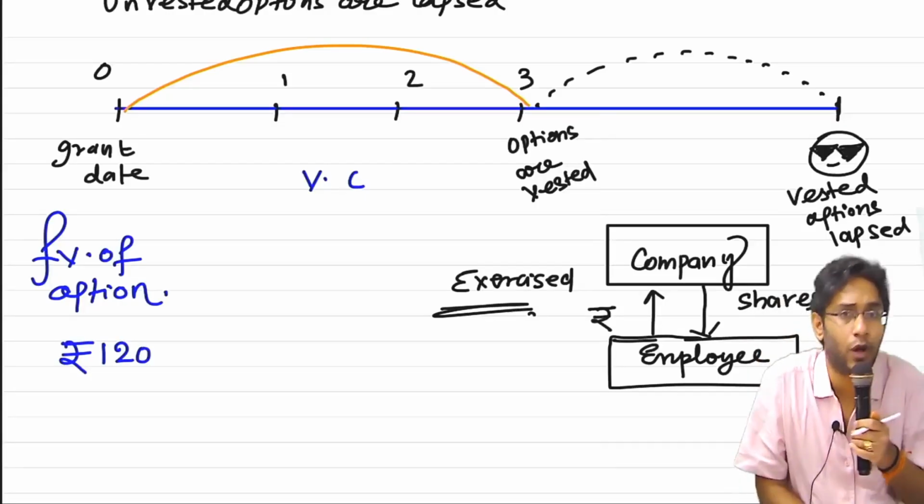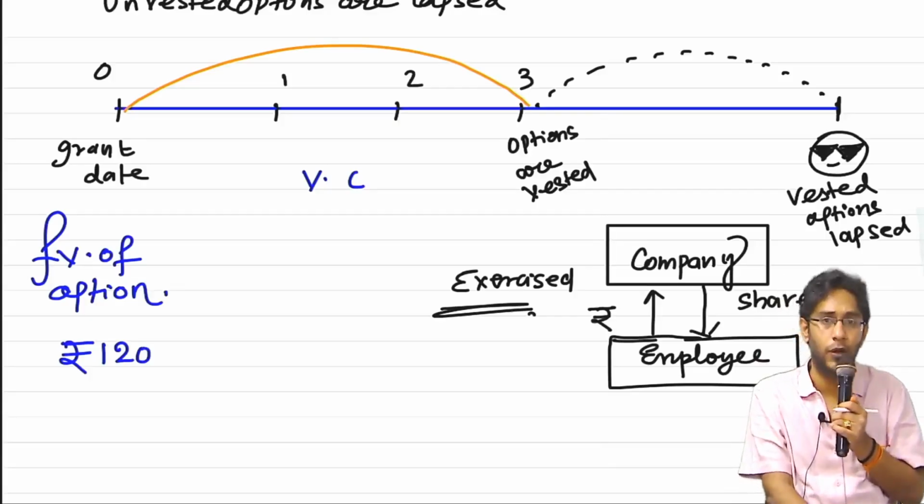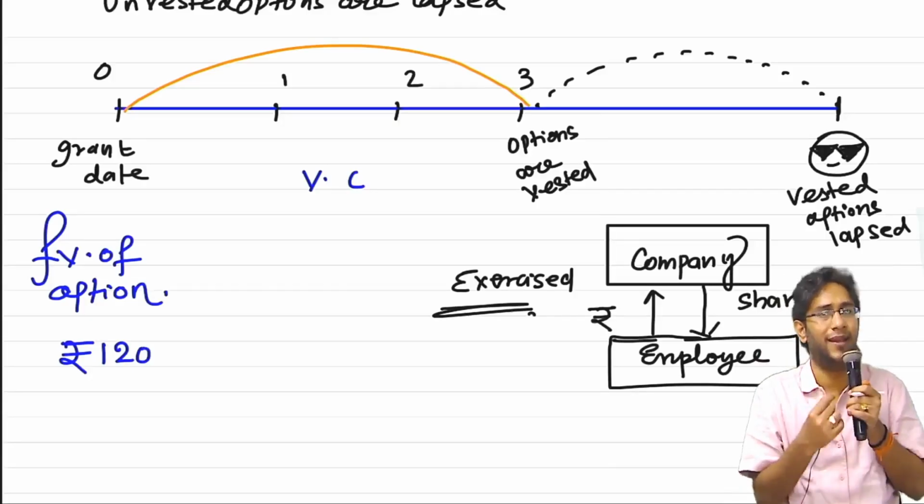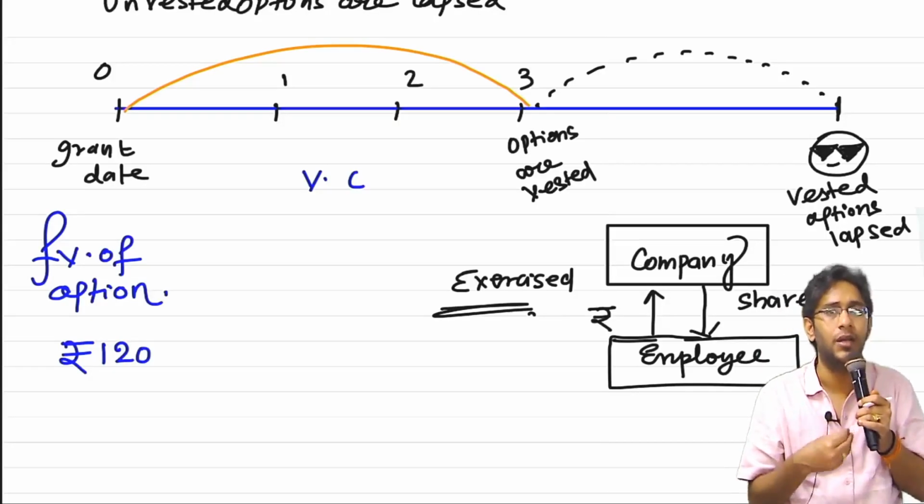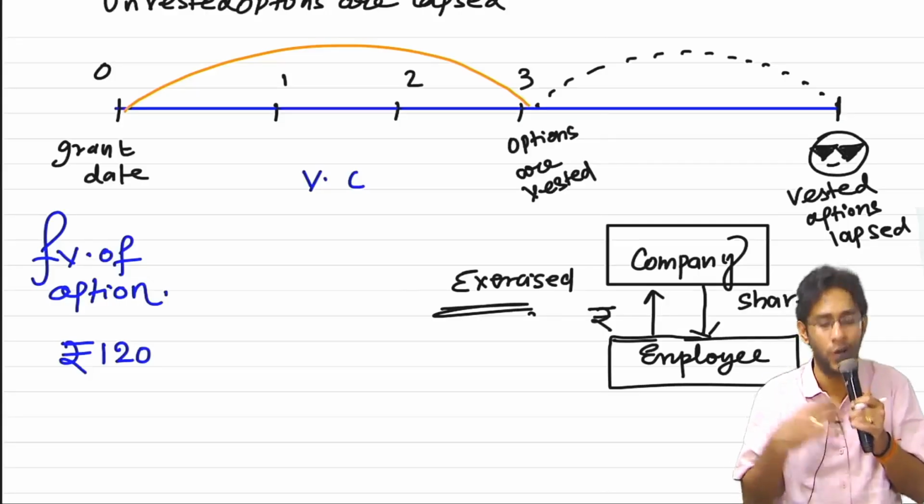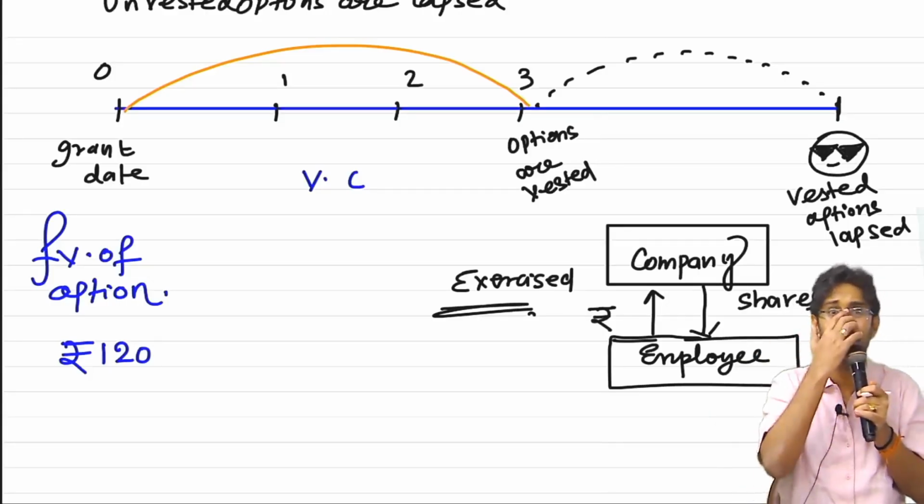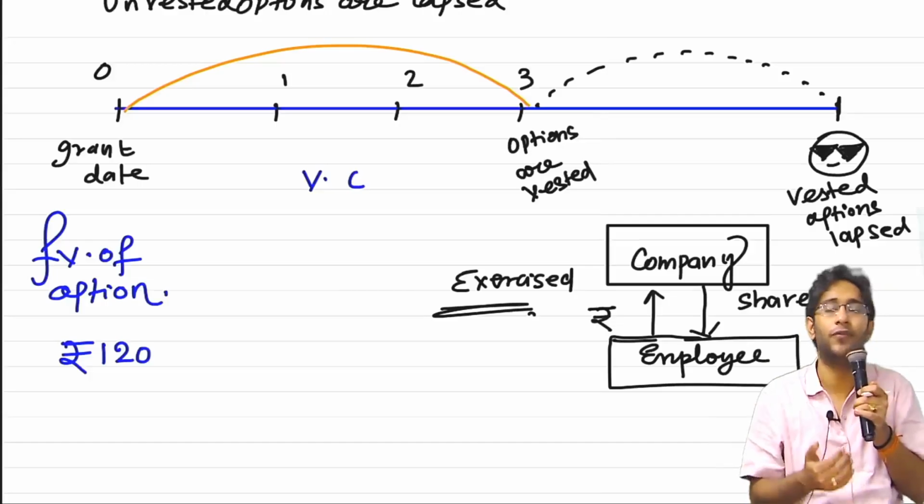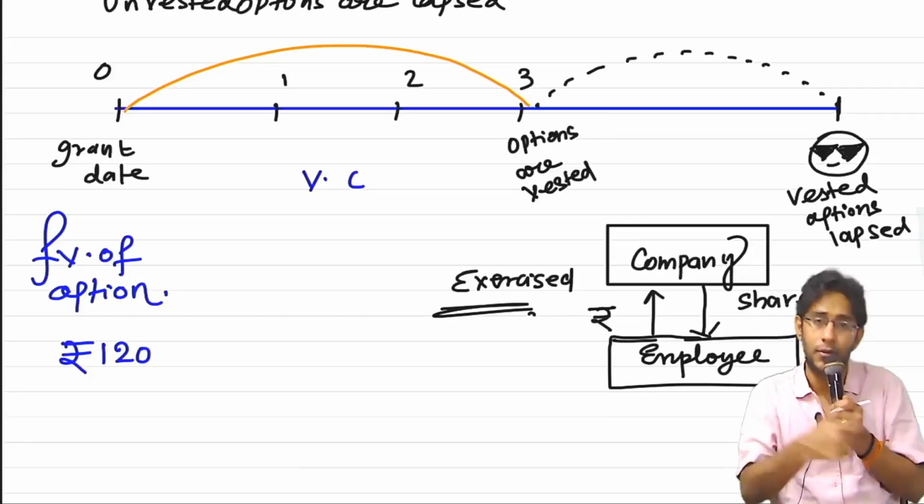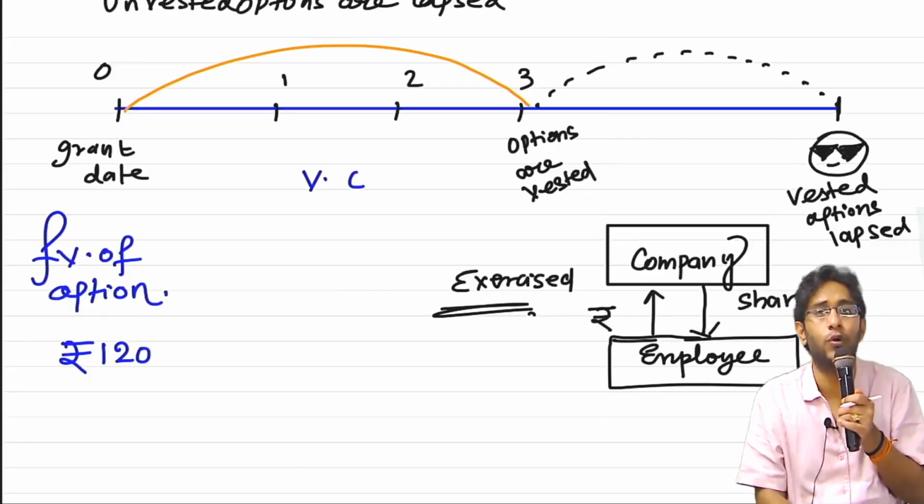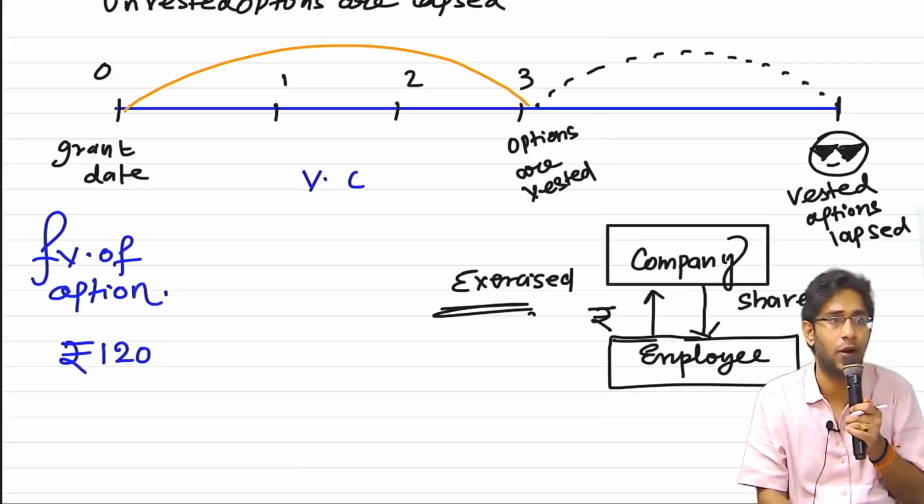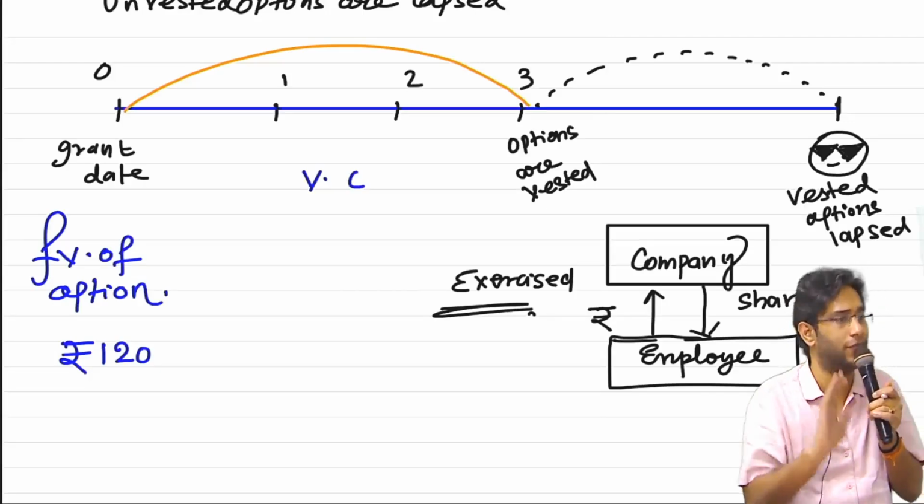So I have given an option worth 120 to the employee and he is not paying me anything in cash right now, but in return he provides me services in kind over the next 3 years. Since the company is going to enjoy benefit in the form of services in the next 3 years, the 120 rupees value should be booked as an expenditure in P&L account over the vesting period of 3 years.